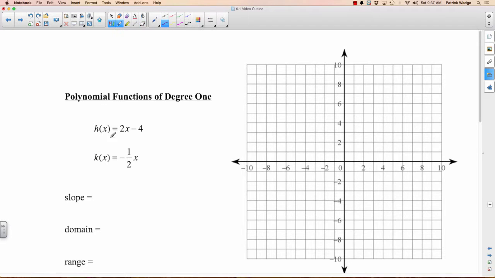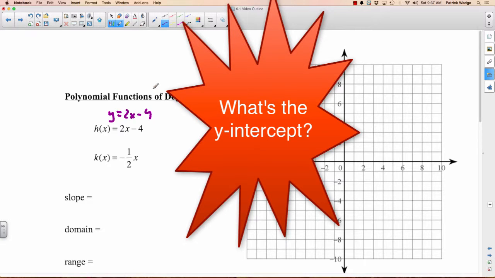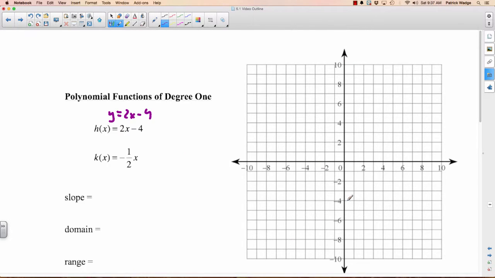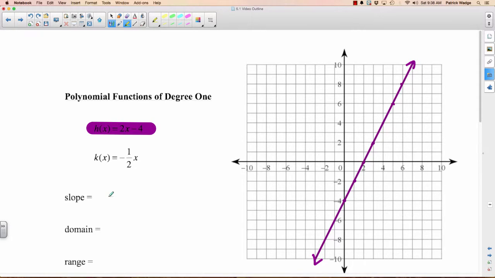If I switch that into y equals 2x minus 4, I'm hoping you recognize that. We did a whole bunch of stuff in this in grade 10 and last year too. This is slope-intercept form. The y-intercept is -4, so I put a dot there. What's the slope? 2, or 2 over 1. So I go up 2 over 1, up 2 over 1, do it as many times as you want, and now I can draw a line. And we're done that one.